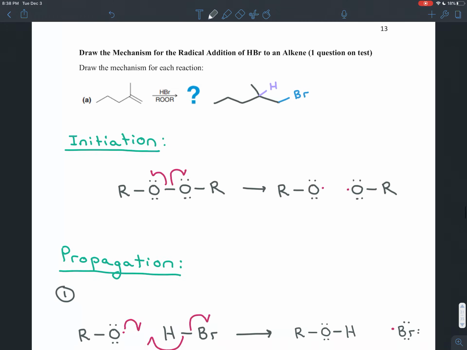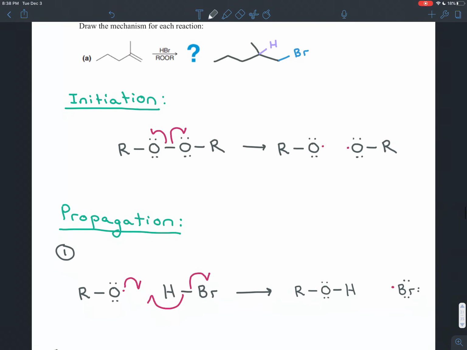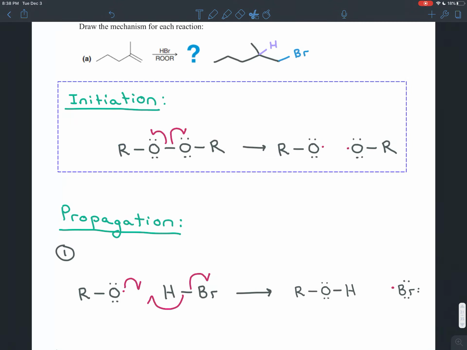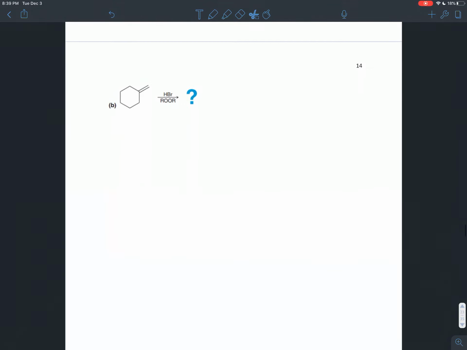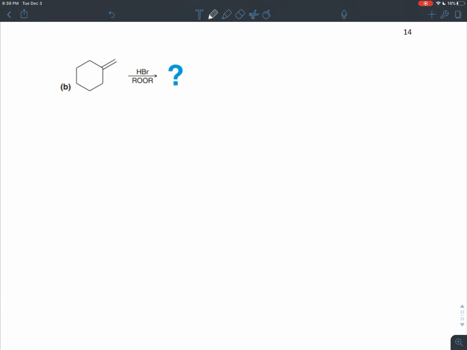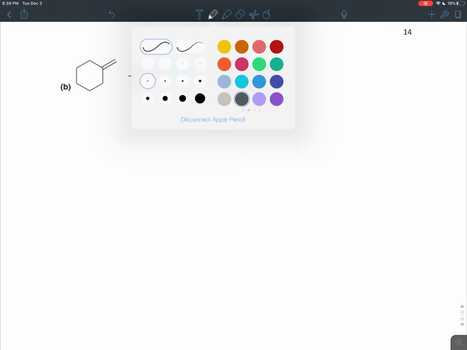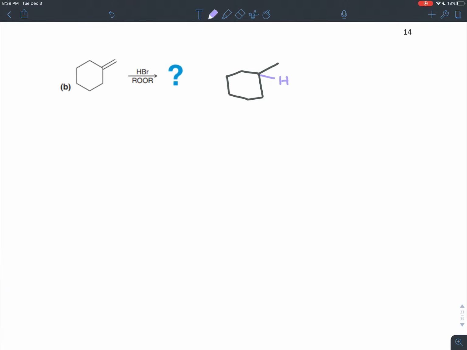Okay, so let's walk through that same mechanism for 2 more radical additions of HBr to an alkene, to 2 different alkenes, to build up muscle memory and to just build confidence in seeing these patterns. So in this next one, here is our alkene. We see HBr and a peroxide, ROOR, and we know that what we're going to get is anti-Markovnikov addition of H and Br. The hydrogen will go on the more substituted carbon, and the bromine will go on the less substituted carbon in the double bond.